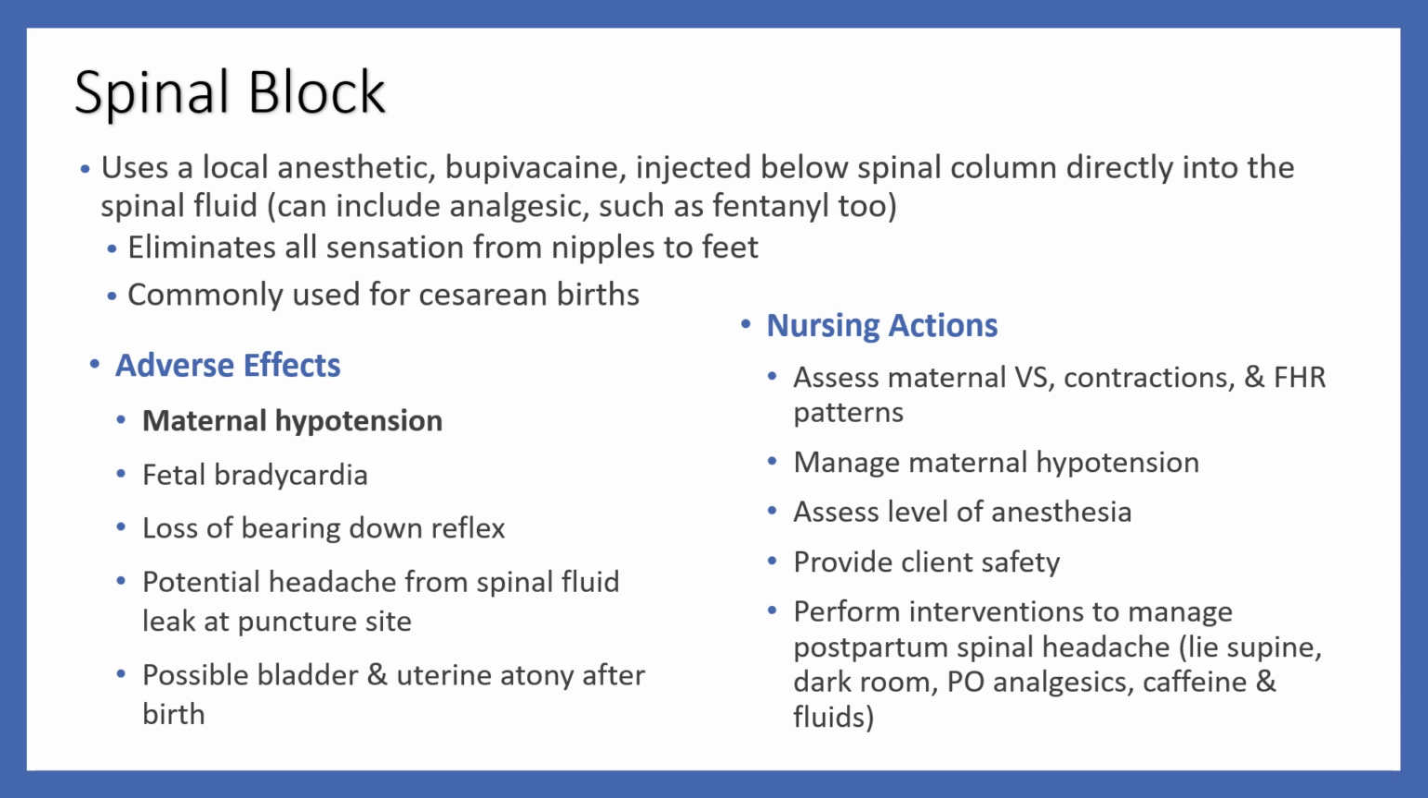A spinal anesthesia block consists of a local anesthetic, bupivacaine, injected below the spinal column directly into the spinal fluid, often in combination with an analgesic such as fentanyl. The spinal block eliminates all sensations from the level of the nipples to the feet. It is commonly used for a cesarean birth. A low spinal block can be used for a vaginal birth, but is not used for labor. A spinal block is administered in the late second stage or before a cesarean birth.